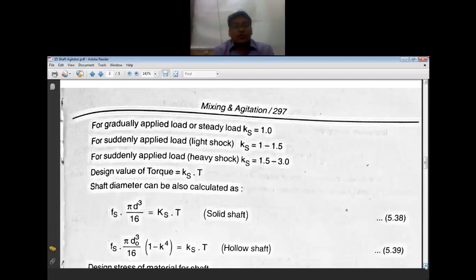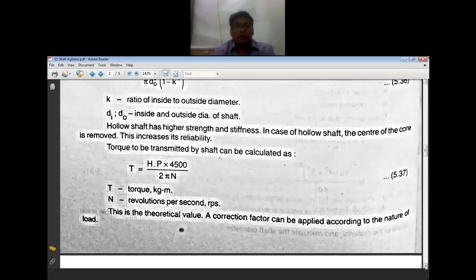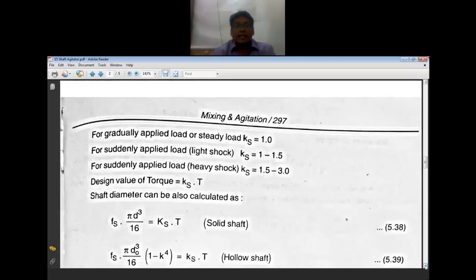What will be the actual value depending on the applied load? This is the theoretical torque I have calculated. But what will be the actual torque when different shocks are provided? So Ks is the factor which is taken into account, and the design value of the torque will be equal to Ks into T. The design value of the torque T will be equal to Ks, the factor depending on the load applied and the torque.